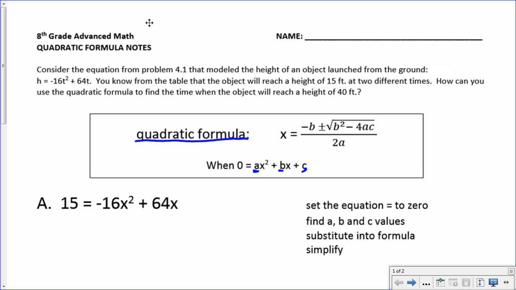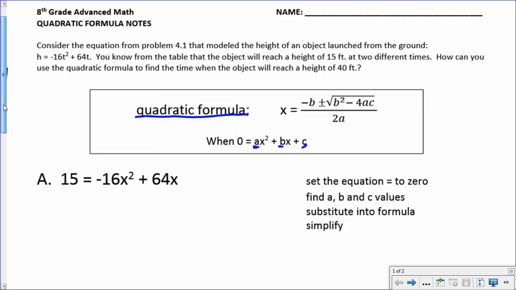So how this works is you have to set it equal to 0 and then solve using the quadratic formula. They gave us a scenario. It says consider the equation from problem 4.1, which is what you're doing next, that models the height of an object launched from the ground. H equals negative 16t squared plus 64t. You know from the table that the object reached a height of 15 feet at 2 different times. How can you use the quadratic formula to find the time when the object reaches a certain height? That's what it's asking us to do today.